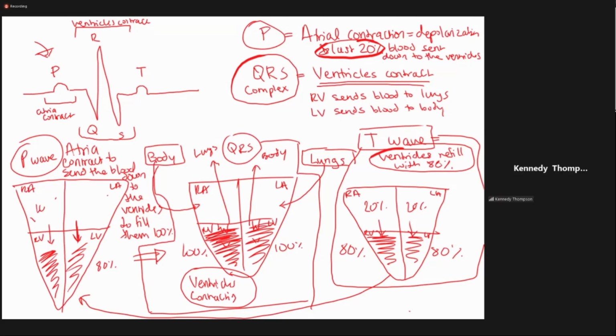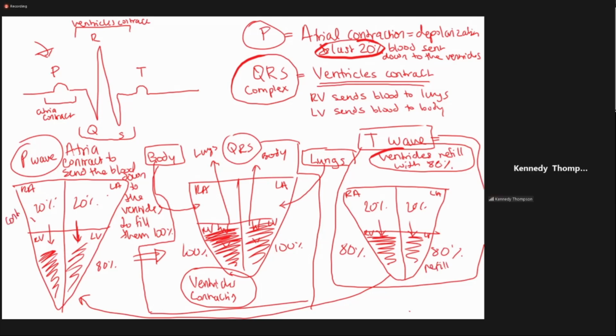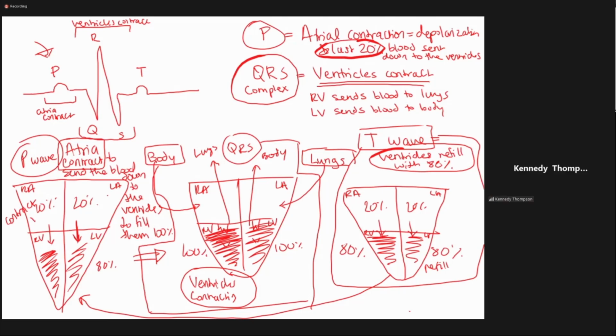Yeah. It's kind of like a revolving door. You just choose one to start with. We usually start with the P, and then we say, okay, that's then the QRS, and then the T is when they actually refill down here. Okay. So atria contract, the top ones contract in P versus the bottom ones refill in T. Okay. Thank you. Yeah. All right.